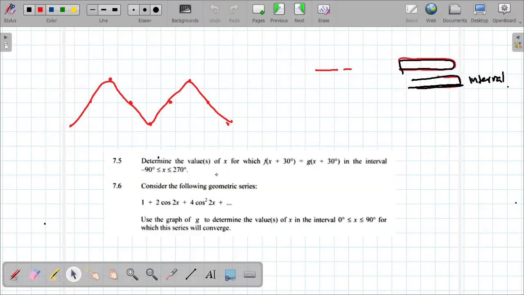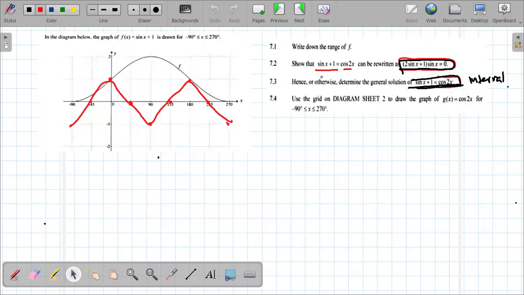What are they saying? Determine the values of x for which f of x plus g of x. Okay, wait, let me show you how to deal with this question. If I ask you from the graph, where are f of x and g of x equal? They are equal here, where x equals 0, and here, where x equals what? What's the point here? 180. Okay, check something. I want you to be smart.